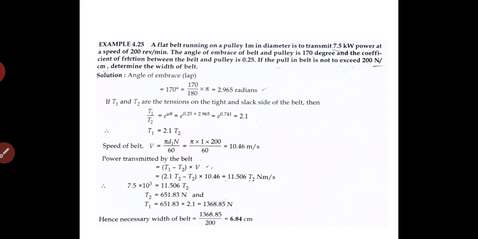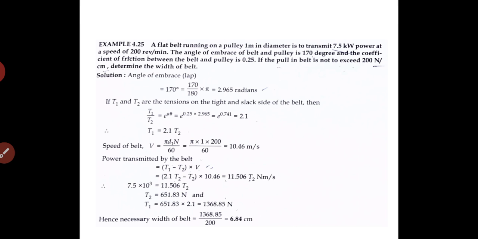This is the last problem. A flat belt running over a pulley 1 meter in diameter is to transmit 7.5 kilowatt power at a speed of 200 revolutions per minute. The angle of embrace of the belt and the pulley is 170 degree, and the coefficient of friction between the belt and pulley is 0.25. If the pull in the belt is not to exceed 200 Newton per centimeter, determine the width of the belt.